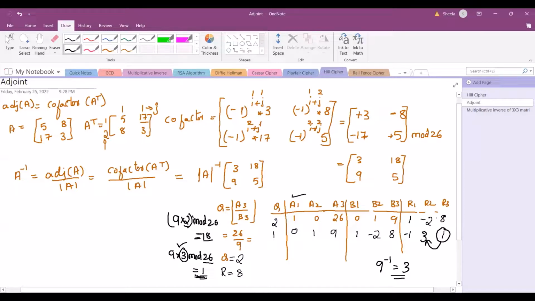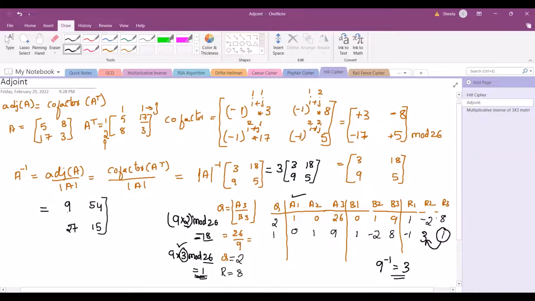So now, according to this, for getting the inverse, what do I have to do? I need to multiply the multiplicative inverse of the determinant of A with the matrix 3, 18, 9 and 5. Okay, so now I'll write the result here. 3 into 3 is 9, and 3 into 18, what are we going to get? We are going to get 54. And next, 9 into 3 is 27, and 3 into 5 is 15.